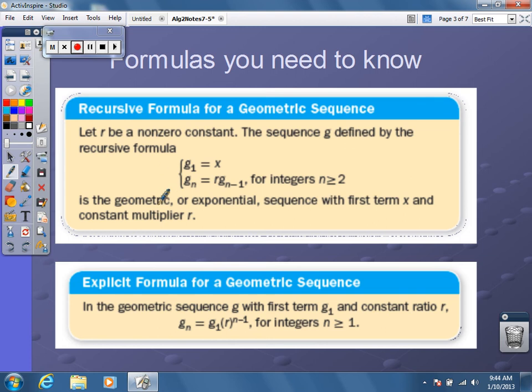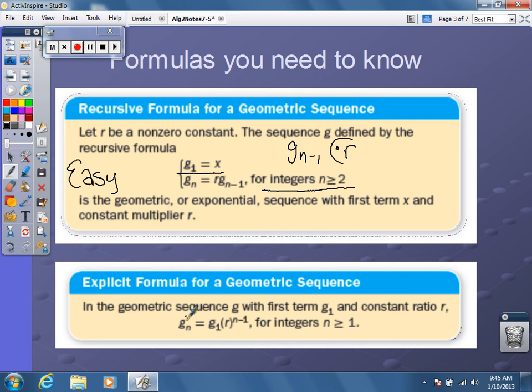This is recursively. Recursively is very, very easy to write a geometric sequence. Still has 4 steps, just like before. First term is x here. The mystery term is the one before it times r. You could technically write g sub n minus 1 times r, it just looks nicer when you put r in front. So r times the one before it for integers n greater than or equal to 2. This is the same as arithmetic. The only difference is instead of saying plus d, we are multiplying by r.